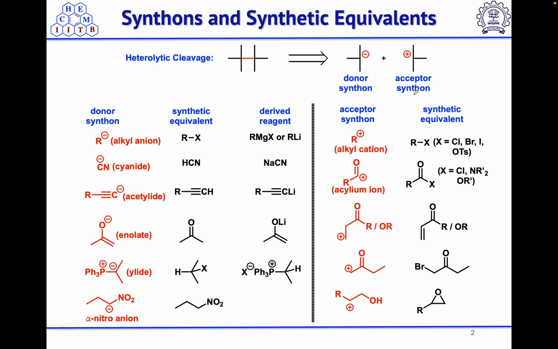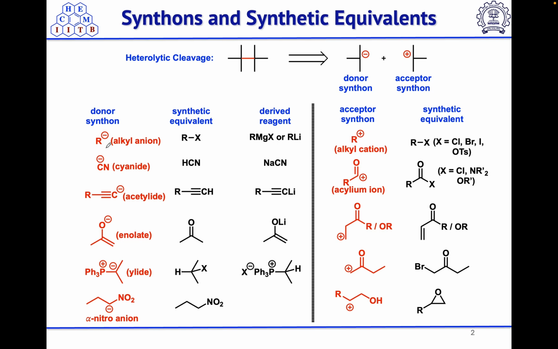So accordingly we can get the corresponding synthetic equivalent. In forward synthesis we can't use these minus and plus charges, right? So we need some neutral molecules, and in situ we can generate this donor synthon and acceptor synthon. So basically we need to talk about synthetic equivalents. Already we have discussed these donor synthons.